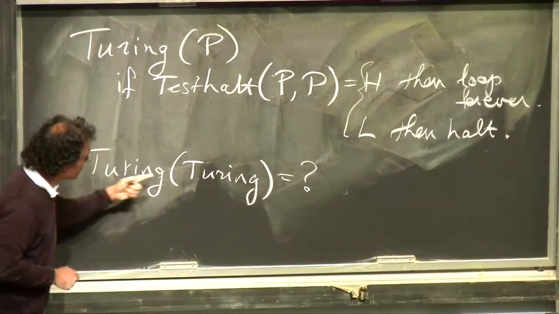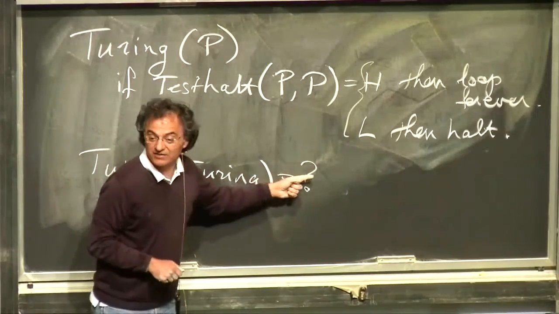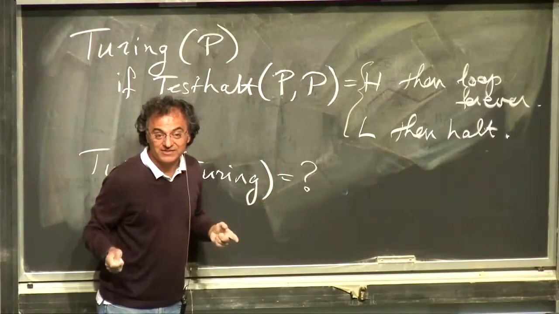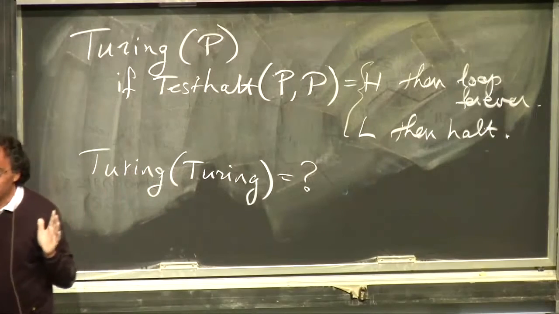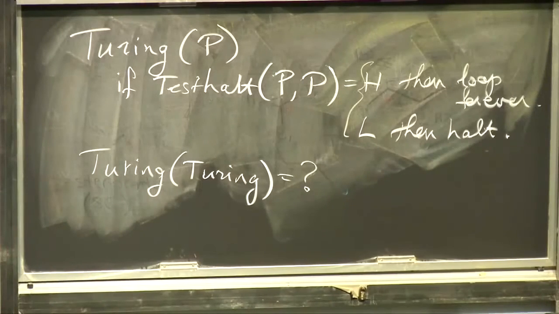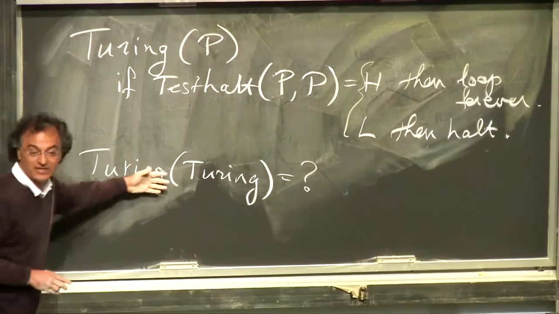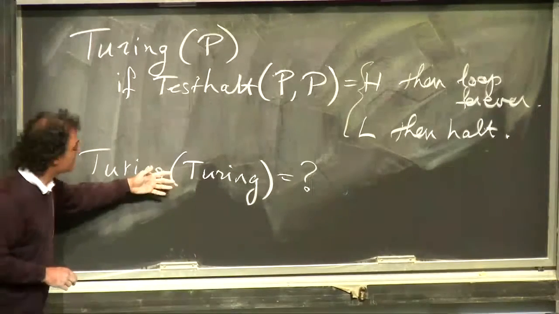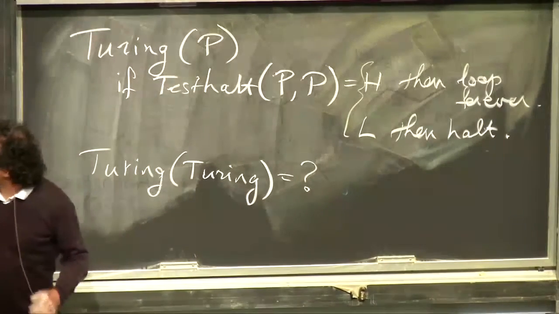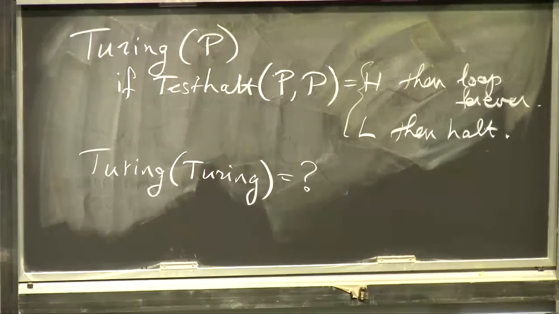If Turing on input Turing halts, then it loops forever. If it loops, then it halts. There's a contradiction there, right? Something is completely wrong now. So what could have gone wrong here? Well, it didn't go wrong here, so it must have gone wrong somewhere here.